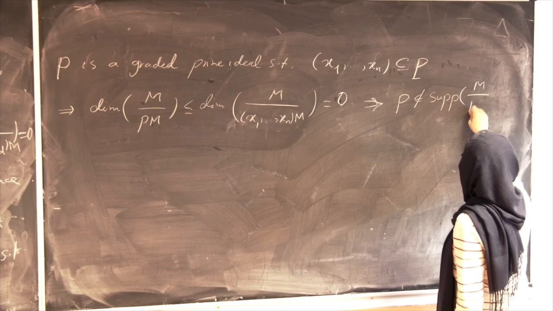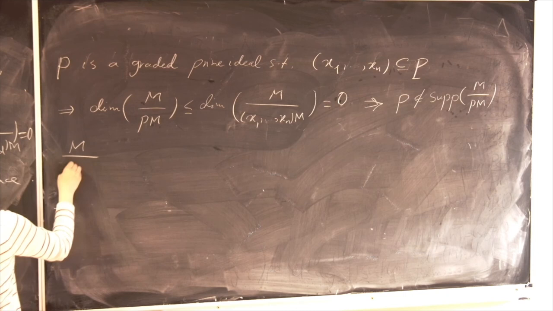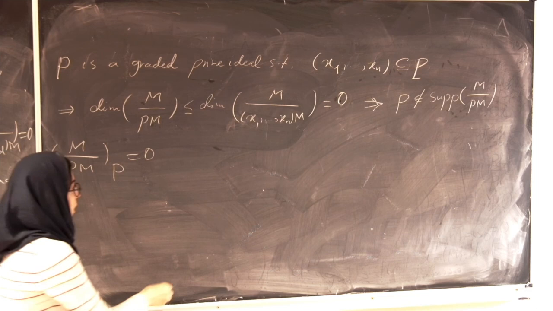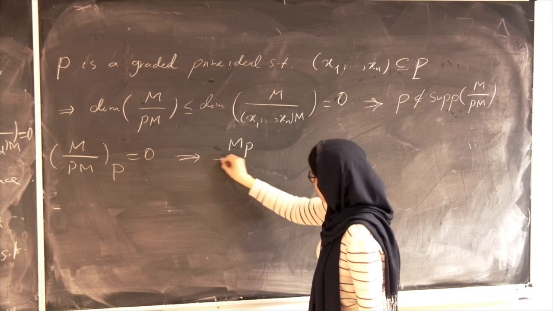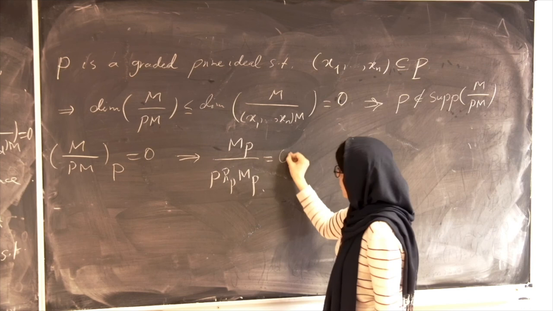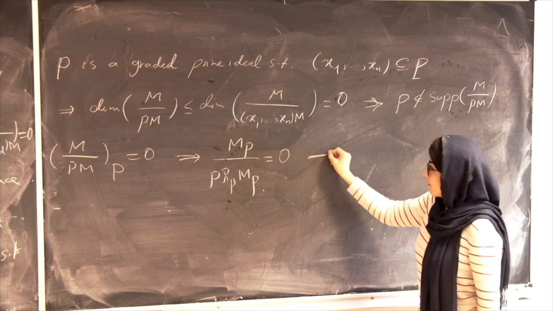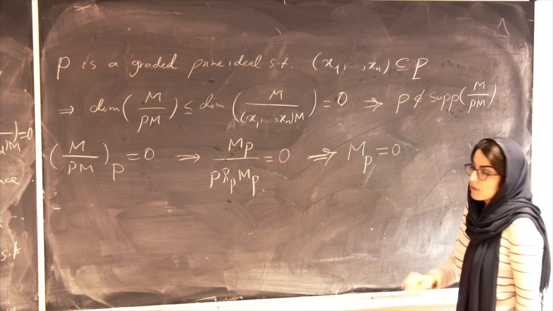This means that the localization of this module at P is zero. But the localization is isomorphic to M_P mod (x1, ..., xn)M_P. This is zero. So these two modules are equal. So by Nakayama lemma, we have M_P should be zero. But this means that P does not belong to the support of M.